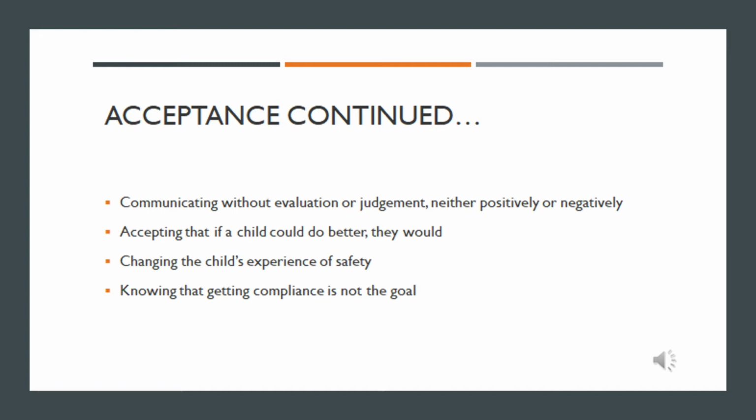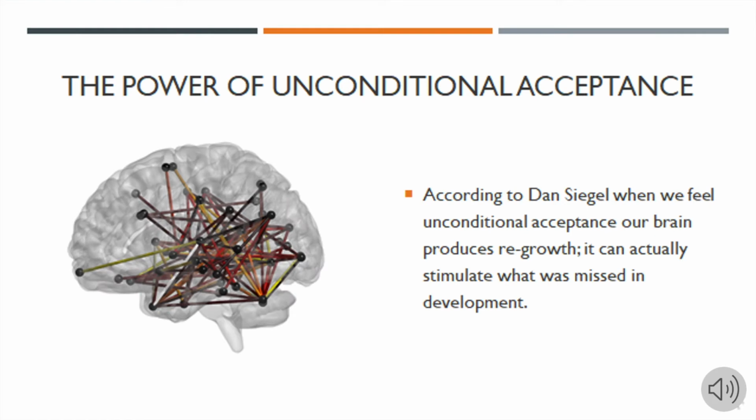If we truly accept these behaviors as adaptive responses, we can also see why reward and punishment is hit and miss at best and destructive at worst. Compliance does not truly support change. True acceptance provides the safety needed to begin to change problematic behavior. When thinking of the power of unconditional acceptance, one can feel hopeful. As Dan Siegel discovered, unconditional acceptance helps to produce regrowth in our brain. It actually stimulates development that has been missed in childhood.